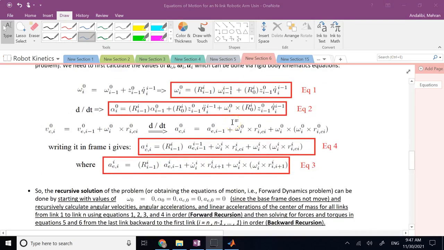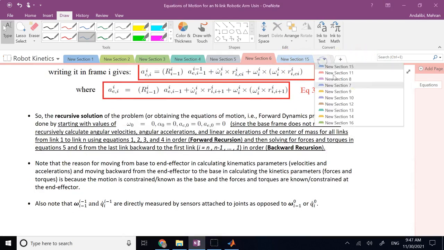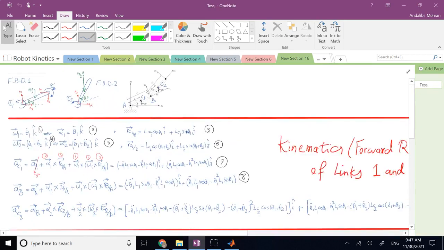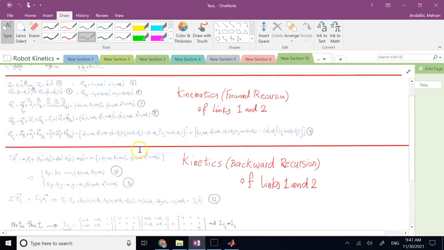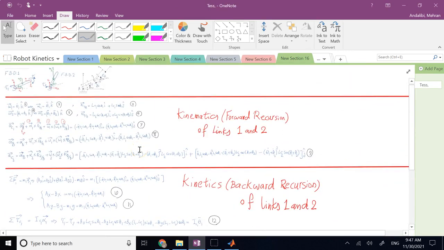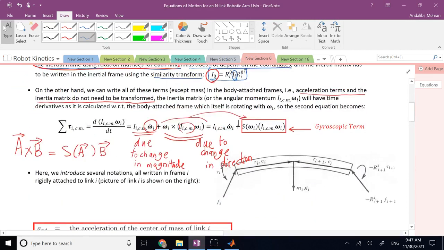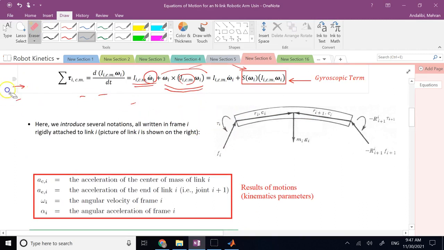So here everything is written in the body attached frame basically. But I can show you also, if we use the inertial frame and write everything in the base or inertial frame, we can get another way to formulate this. The equations, as I said, might look a little bit scary looking compared to body attached frame, but that's another approach. So first, as I said, let's go and look at this general formulation for body attached frame.